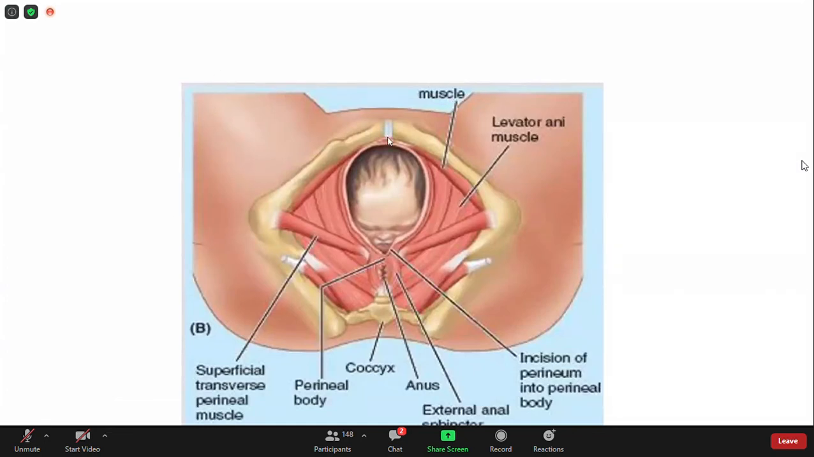Again, the muscle is supporting the head of the baby, and this is where the damage can happen. Sometimes, because the head of the baby is so large, the doctor might need to do an incision. You understand what I mean by an incision? They need to cut through the levator ani muscles, and if it's not repaired properly, or if the nerve is damaged, this could lead to a serious complication after the delivery.